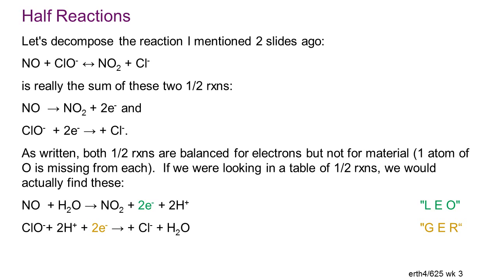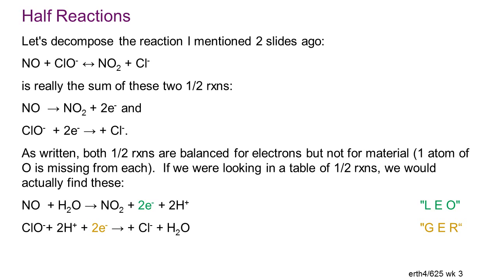So let's decompose the chemical reaction I did the bookkeeping for into half reactions. I've written out 2 half reactions, one where NO goes to NO2 plus 2 electrons, and the other where ClO plus 2 electrons goes to Cl minus. You can see from those 2 half reactions that the first one is a case where something is losing electrons, and the second half reaction is a case where something is gaining electrons.